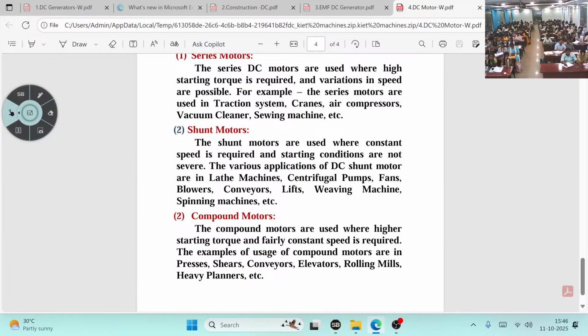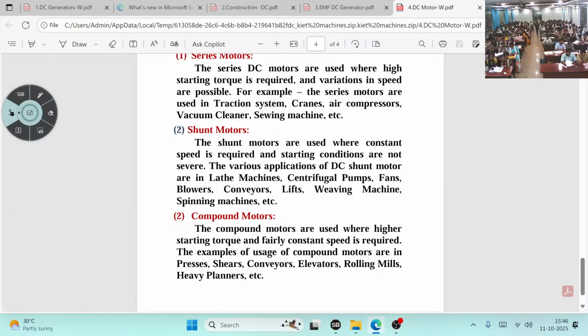Write down combinedly, not individually. No need to write down series motor, shunt motor and compound motor. If he asks about applications of DC motor, write down combinedly, because in the syllabus you don't have the separation, classification of motors. So write down any 4 applications or 6 applications.